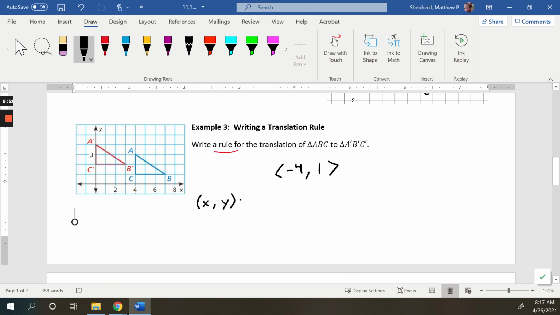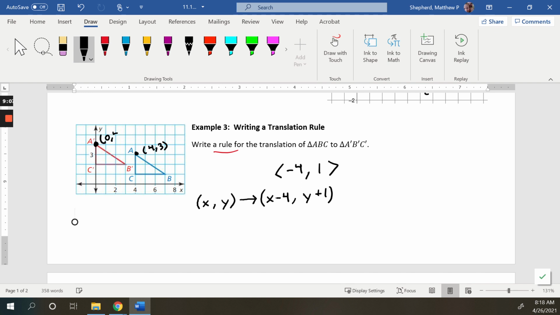But we're going to say that for any X, Y, it is going to become X minus 4, Y plus 1. So you take all your X numbers, subtract 4 from them. And then to all your Y numbers, you add a 1 to them. So this is a rule that states what you're going to be doing to all your X and Y values. For example, A right here was a 4, 3. And if we follow this rule with all your X numbers minus 4, so 4 minus 4 would then be 0, and 3 plus 1 is 4.